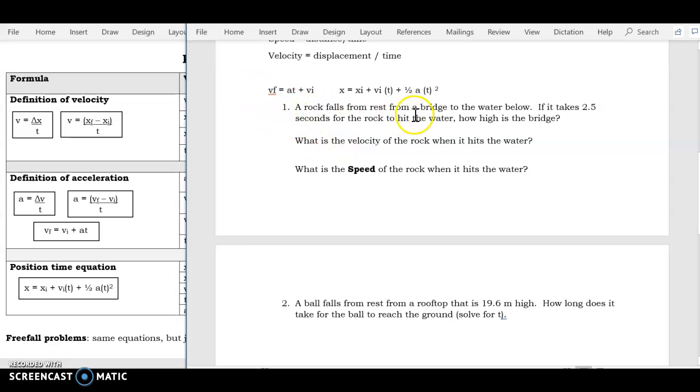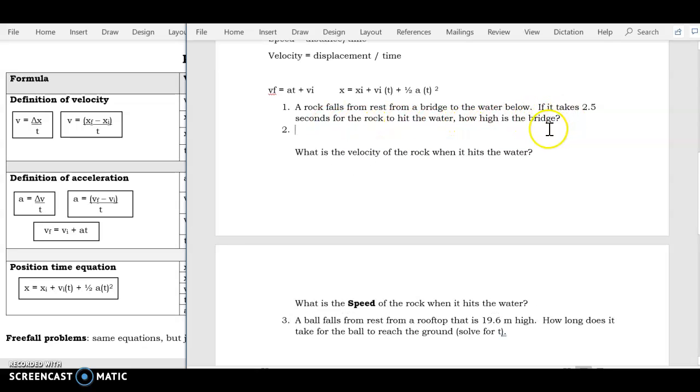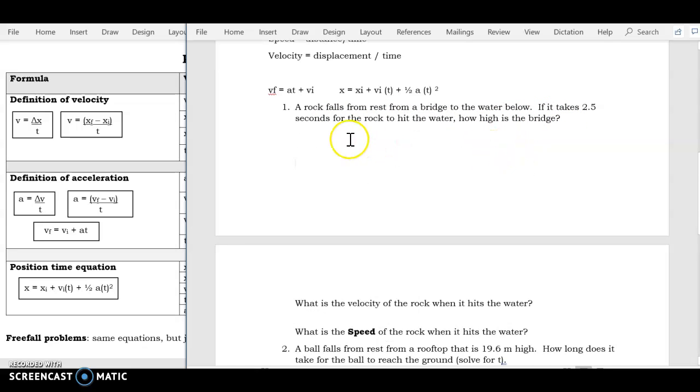So number one says a rock falls from rest from a bridge to the water below. If it takes 2.5 seconds for the rock to hit the water, how high is the bridge? All right, so the important thing in this one is that if anything is falling, from rest means that VI, the initial velocity, is going to be 0. So I like when that happens because when the initial velocity is 0, this whole section of the formula becomes 0. We can also say that the initial position is 0.